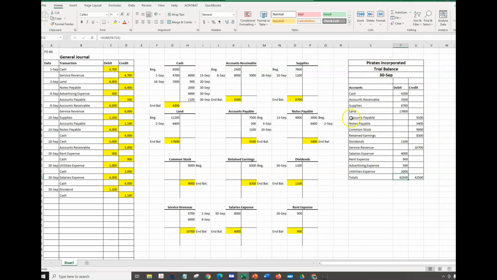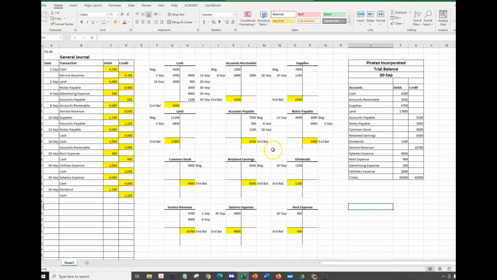Now, there is an order on the trial balance, an order of accounts. Assets, liabilities, stockholders' equity. Remember, that's the accounting equation, followed by dividends, revenues, and expenses. If you put them in this order, it's much easier to prepare financial statements from it. So my numbers total. So I'm good.